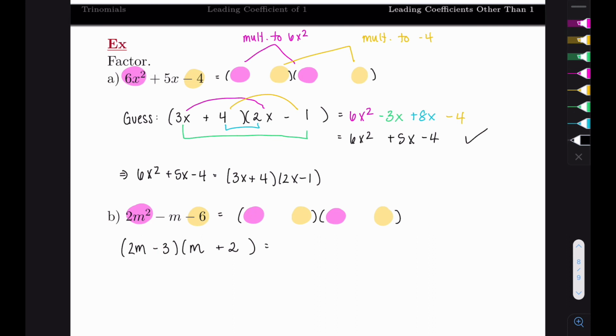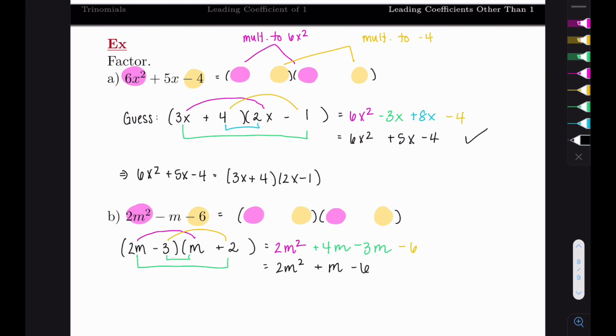So if we FOIL this full thing out, the first term gives us 2m squared. Outer term is negative 4m. Inner is negative 3m. Oh, outer is actually positive. Messed up my sign. And then our last term is negative 6. So if we simplify this, we are super close, but it is a positive m, and I really want negative m. So when that happens, we're really off by a minus sign.